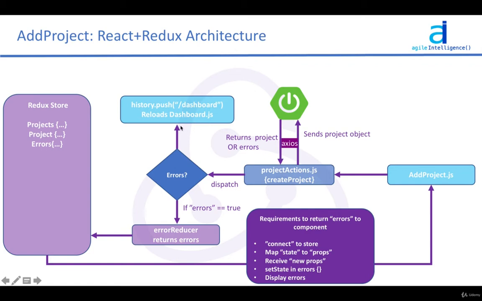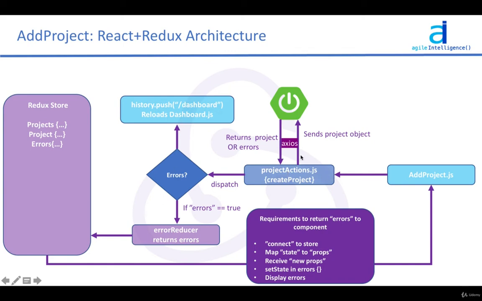But again, I don't want to confuse you. For now, all you need to know is that we're going to set up the project action. We're going to send the post request to our backend. Then our backend is going to come back with the project if it was successful. And if it's successful, then it's going to send us back to the dashboard.